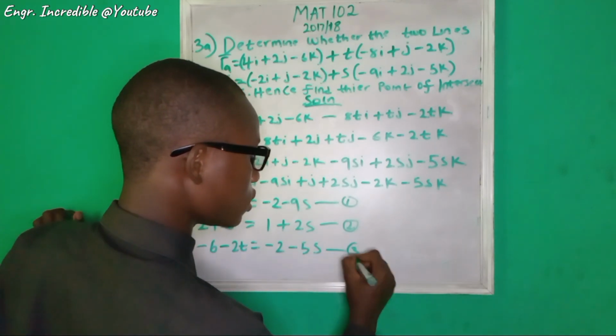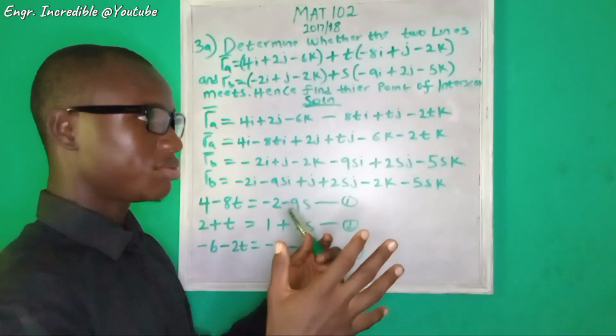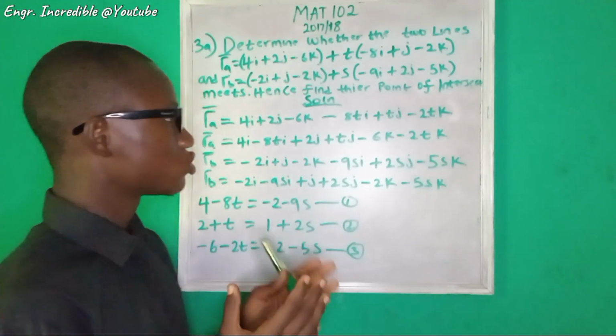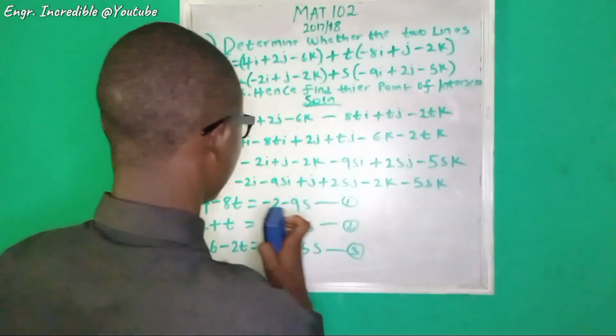So obviously here we are going to be looking for the value of t and the value of s. Then we bring out that equation. That equation is going to be our point of intersection. So let me make a little space.